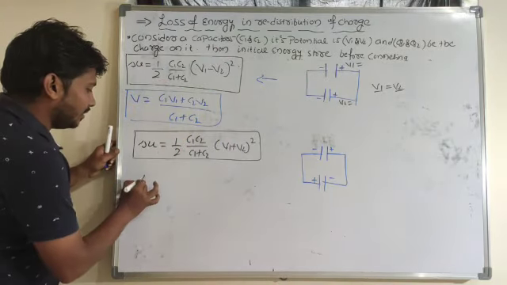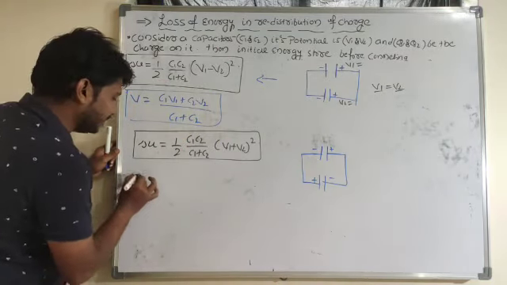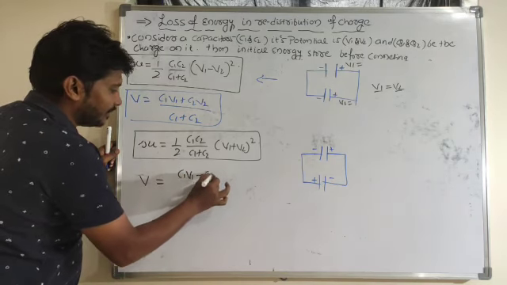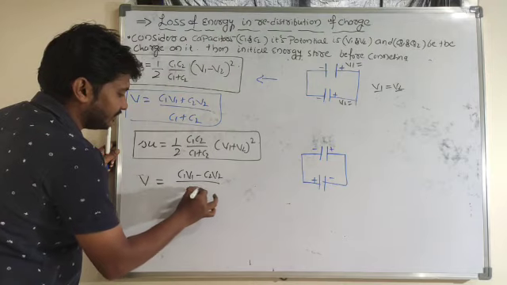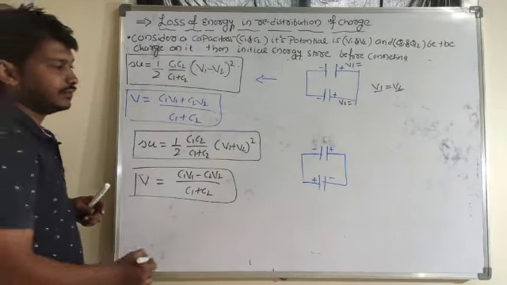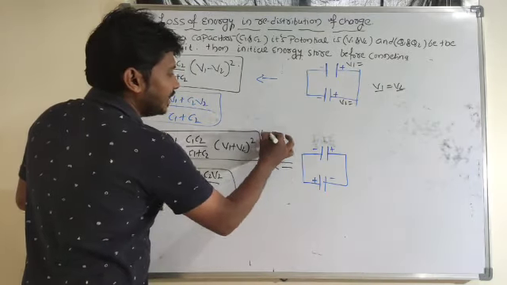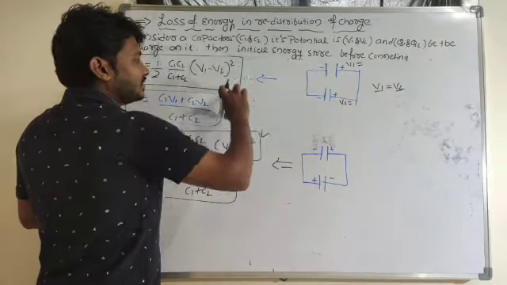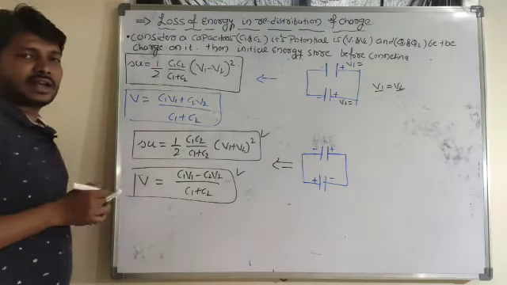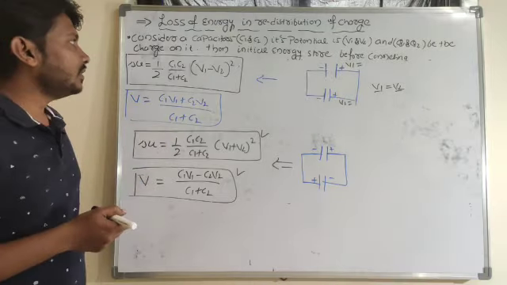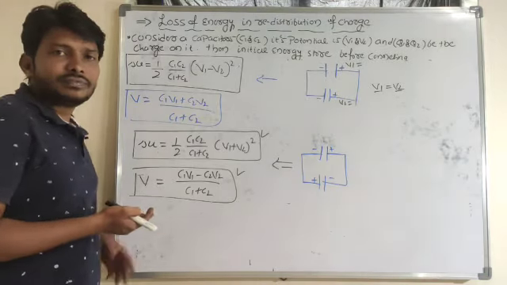So now what about the common potential in this situation? V is equal to what? (C1 V1 - C2 V2) divided by (C1 + C2). So this is the required equation for energy loss and common potential for this kind of arrangement. I hope you are understanding these things. We'll move on to the next topic related to capacitance.